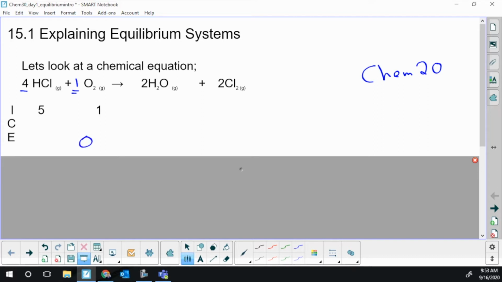That's what would go to 0. All of that 1 unit would run out because there's extra HCl. There's 1 extra unit. Okay. So we would have said all of that would react away.